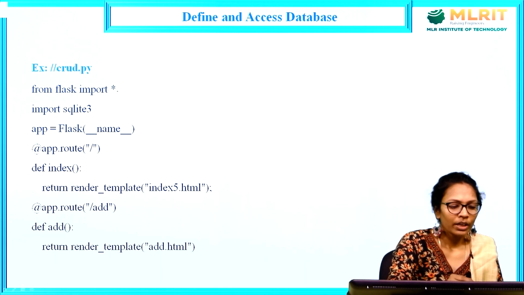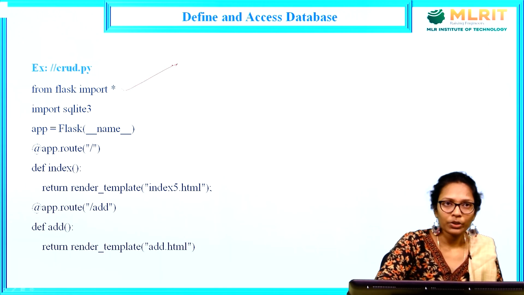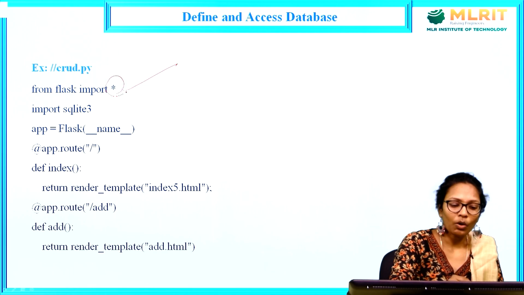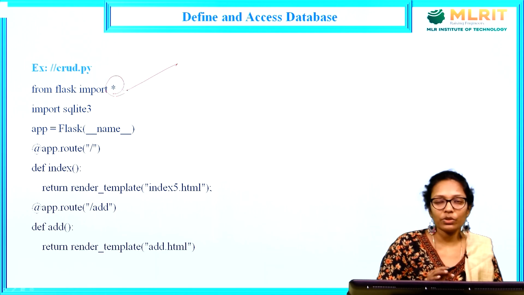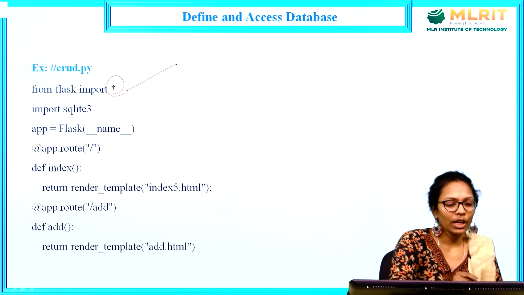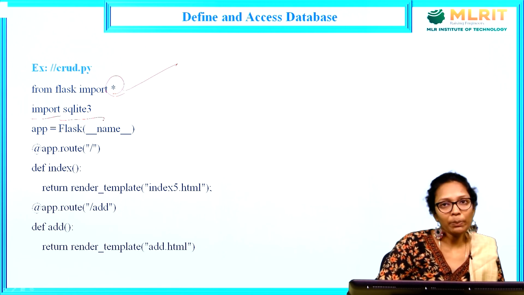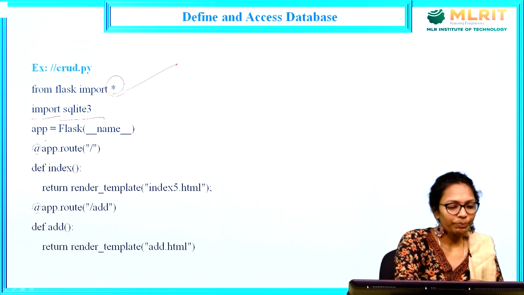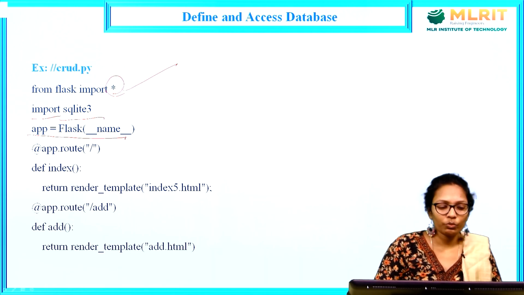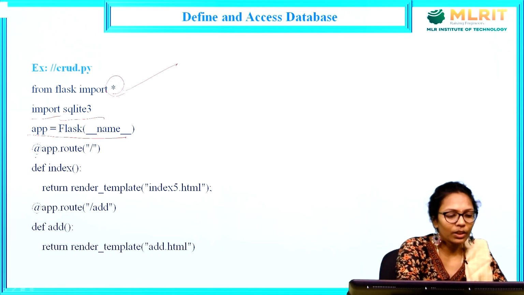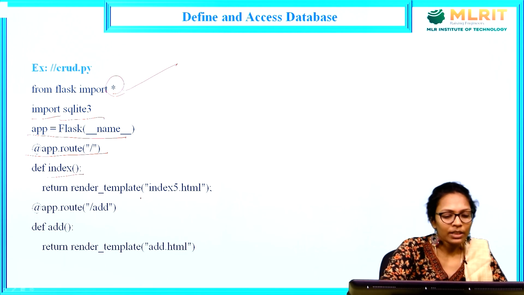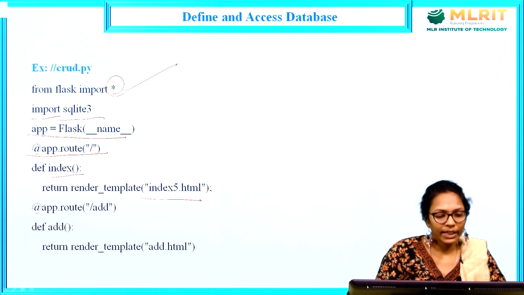Now we are importing the Flask module. From Flask we are importing all the classes, packages and predefined libraries, and I'm also importing the SQLite 3 module from Python. After that you create an object for Flask. For the default route, I'm executing the index method, which will open index5.html.